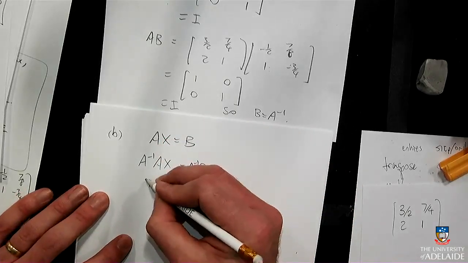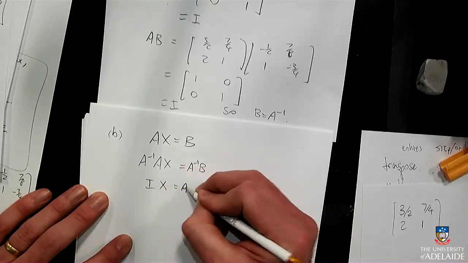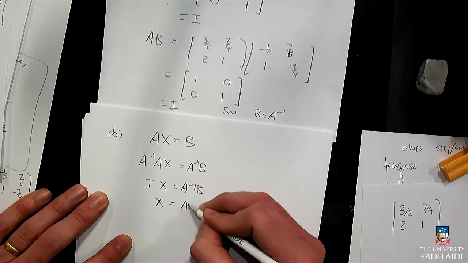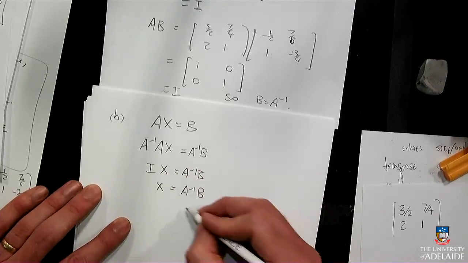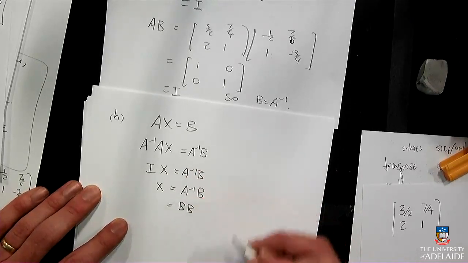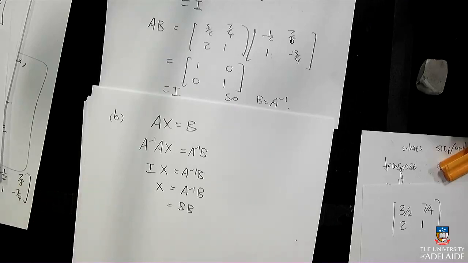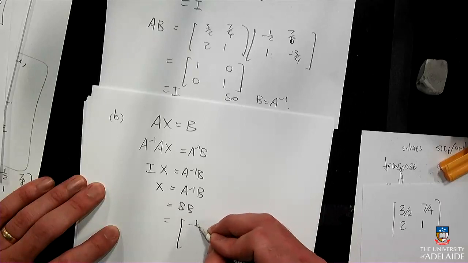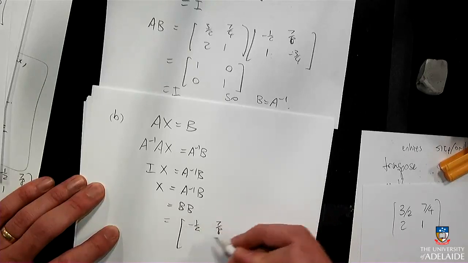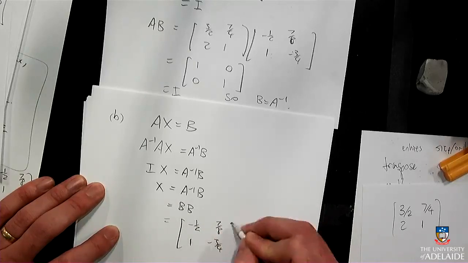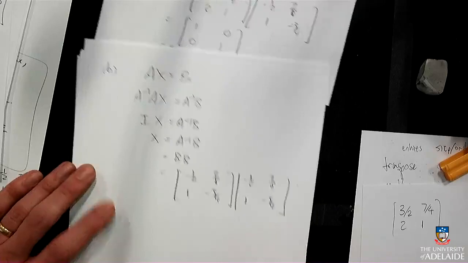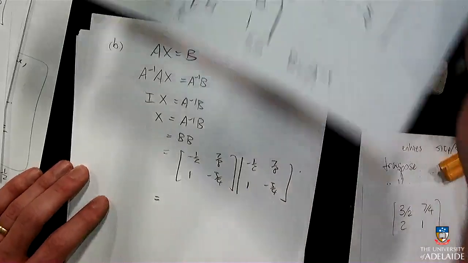And so A inverse times A is the identity. And I times anything is the thing. And luckily A inverse is B, and so I've got B times B. And so if I just calculate what B times B is, oh, it's going to be fun. That should be the answer.